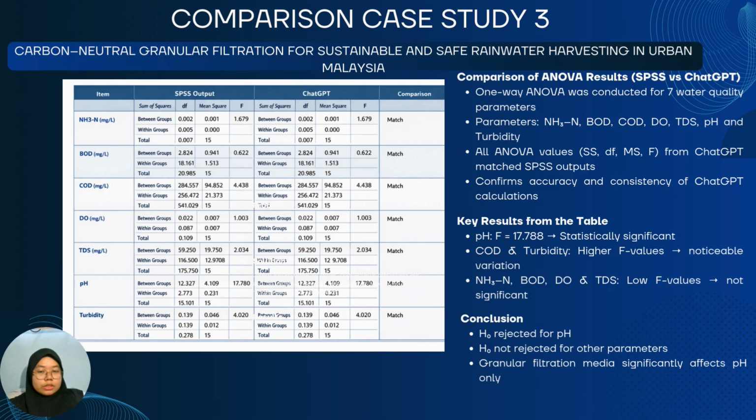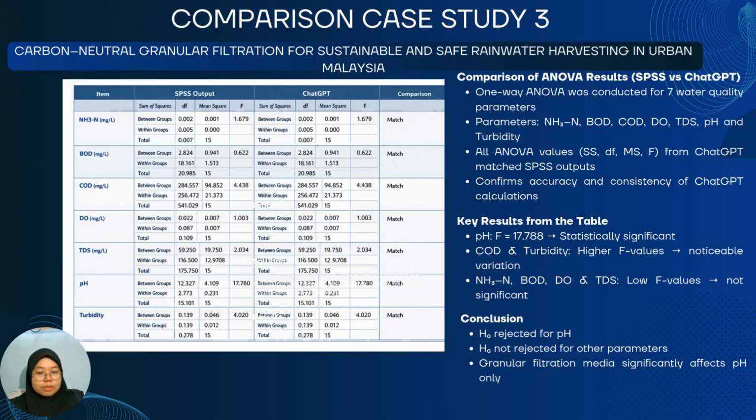Based on the F values in the table, pH recorded the highest F value, which is 17.788. Since the value is greater than the critical F value of 3.49, the null hypothesis is rejected. This shows that the type of granular filtration media has a significant effect on pH.